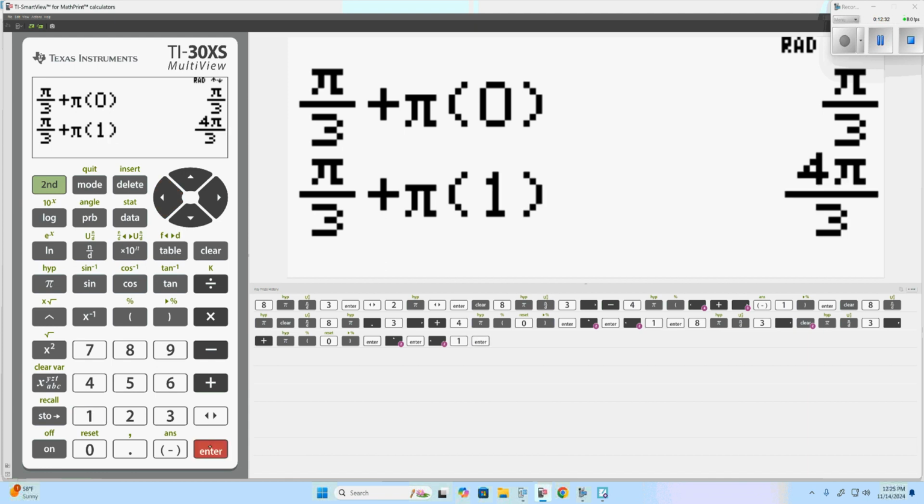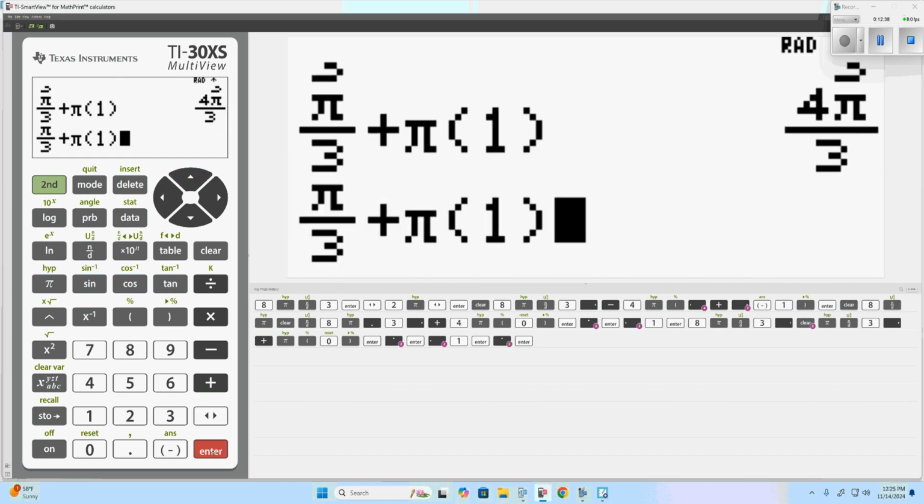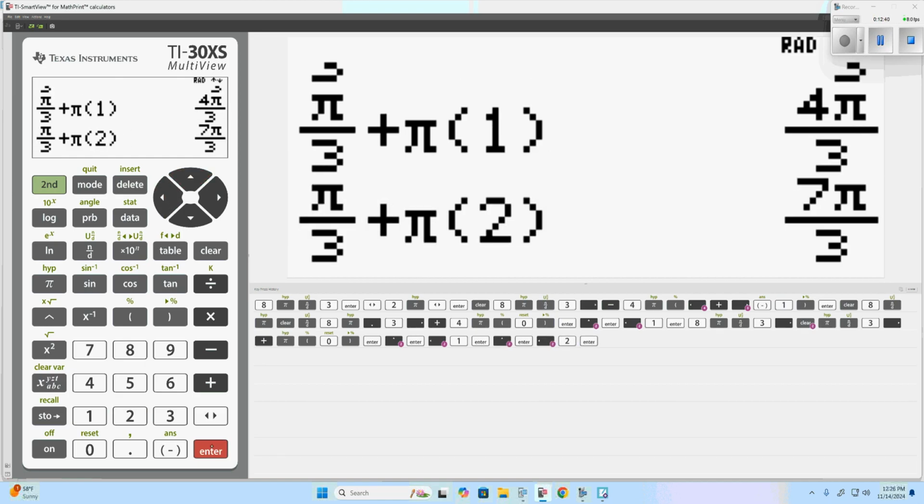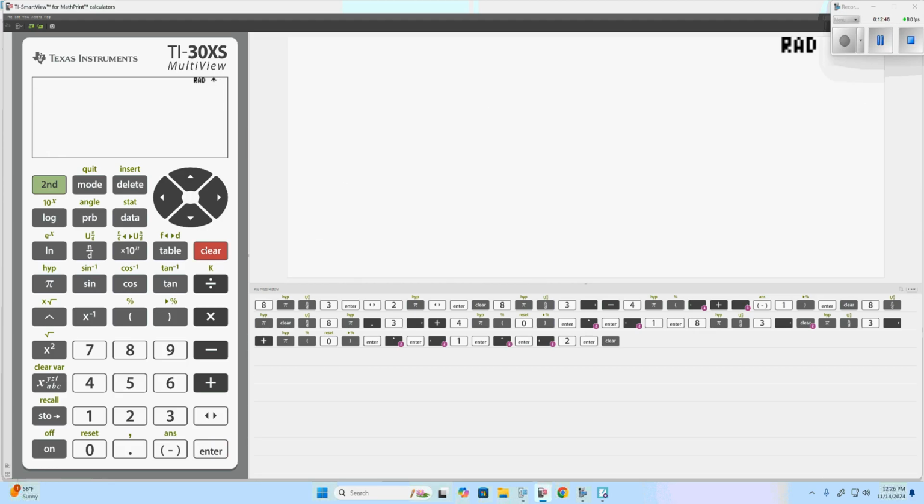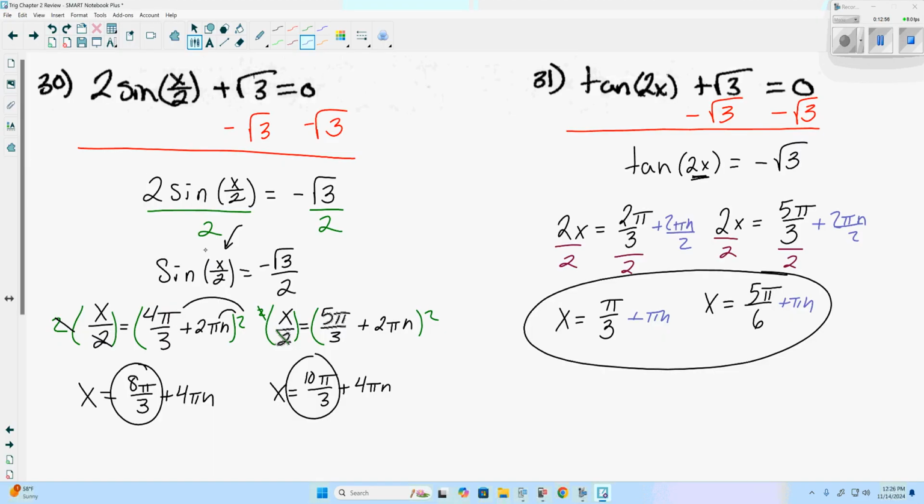So realistically, 4 pi over 3 would be one of our other answers, but 7 pi over 3 is outside. So 4 pi over 3, because there is technically another answer for both of them because it's double or half. So we have that there. But again, I just want you to mainly get to the first two.